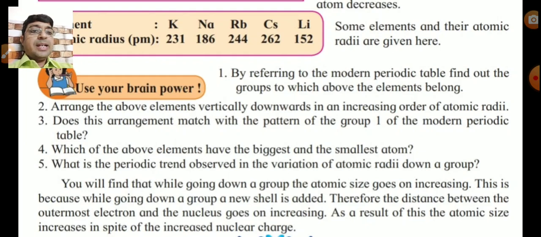Second question: arrange the above elements vertically downward in an increasing order of atomic radii. Increasing order of their atomic radii means smallest to biggest. Which is the smallest one then? Lithium, then sodium, potassium, rubidium and cesium. This is the order. Listen again: lithium, sodium, potassium, rubidium and cesium. This is the order.